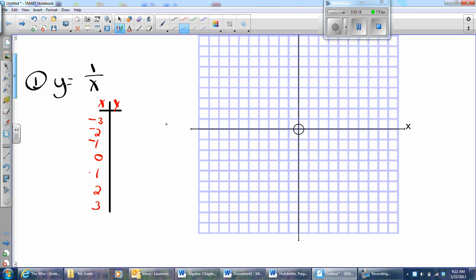All right, so if I put 1 over -3, I get -1/3, and I'm going to graph that. I guess I have to spread this out better. Then -2 gives me -1/2, and -1 is going to get me -1.